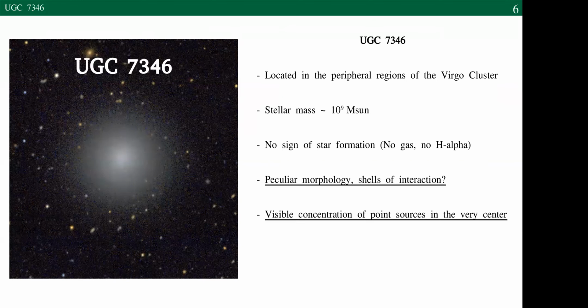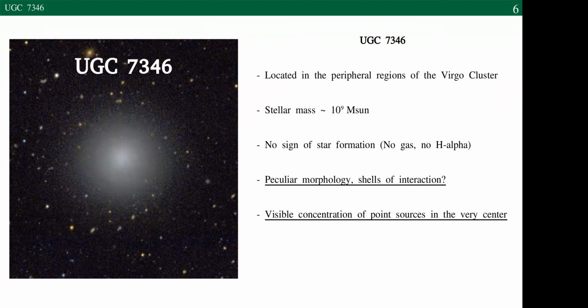One of the peculiar properties of this galaxy, and what in fact caught my attention the first time, is the presence of some weird shells, which is not expected in a galaxy of this mass. I don't know if you can see in the image that there are some shells or structures in the inner regions. Anyway, I will show this in more detail later.